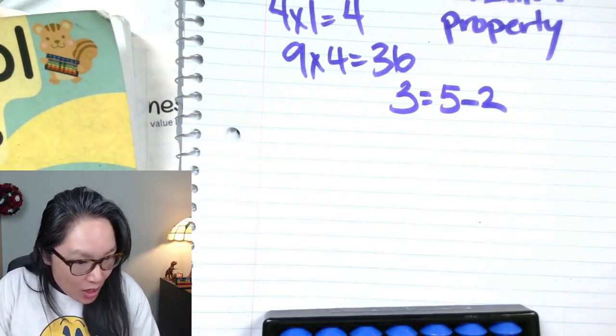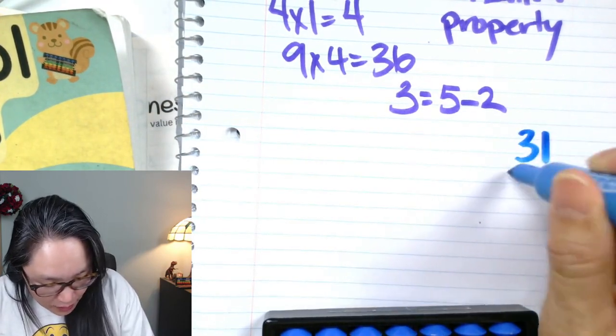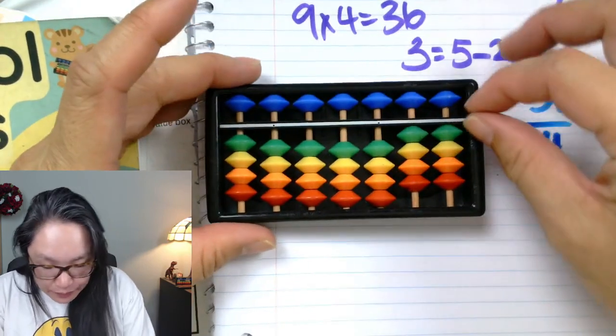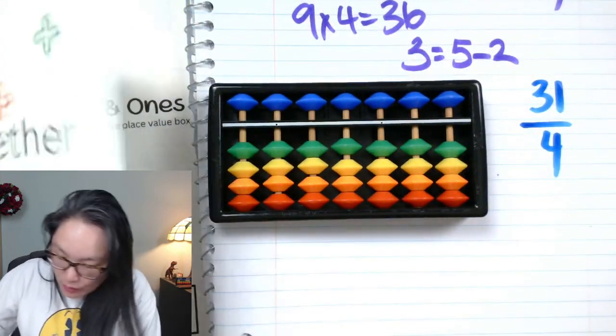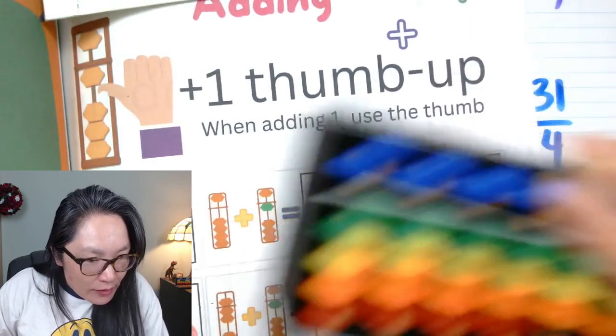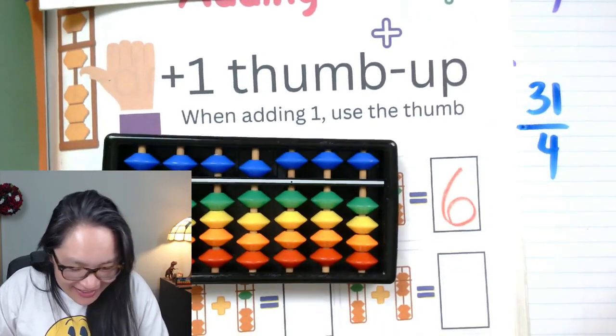Let me write it down, though. 31 over 4. But then there's going to be a remainder. So we can do that in a little bit. So notice that when we do this, did that make sense? I've just kind of lost everybody. We could do that too.